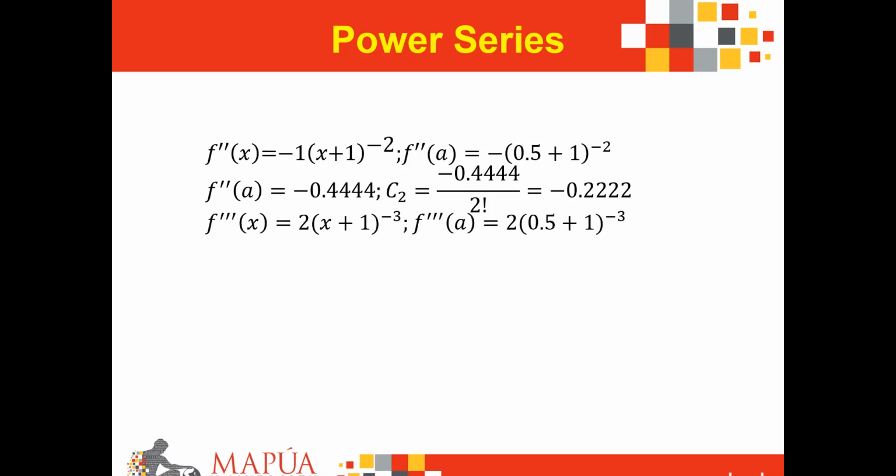The third derivative at x is now equivalent to 2 times x plus 1 raised to negative 3. Thus, your third derivative at A gives you this solution, replacing x with 0.5. You'd end up with now the value 0.5926, and your C3 computed to be 0.5926 over 3 factorial, which is 0.0988.